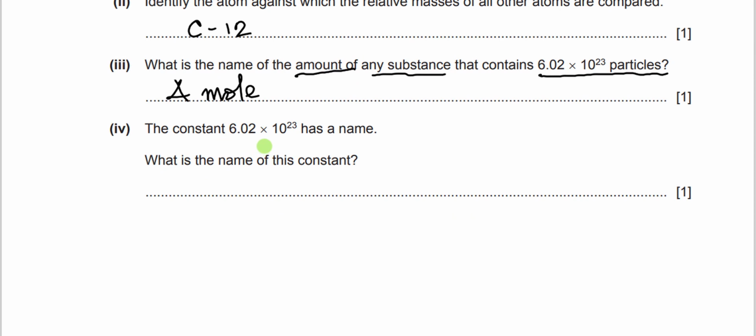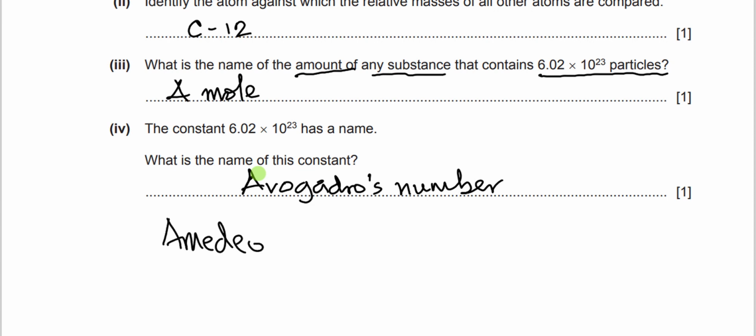So the next question says the constant 6.02 times 10 to the power 23 has a name, which I've already mentioned anyway. The name of the constant is Avogadro's number. It was postulated by Avogadro, the scientist. That's the name of the Italian chemist that postulated Avogadro's number, Avogadro. That's just by the way. Fine. Is that all? Let's see.